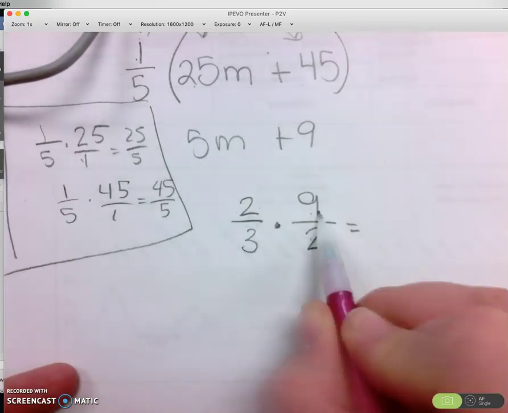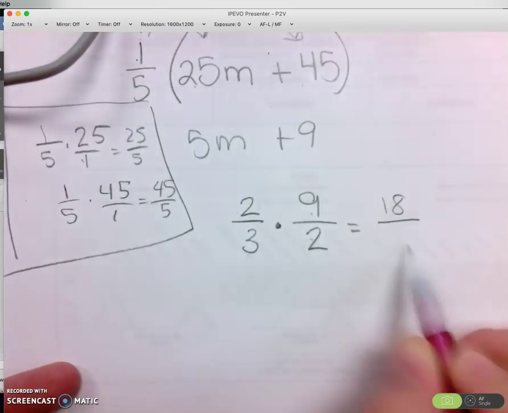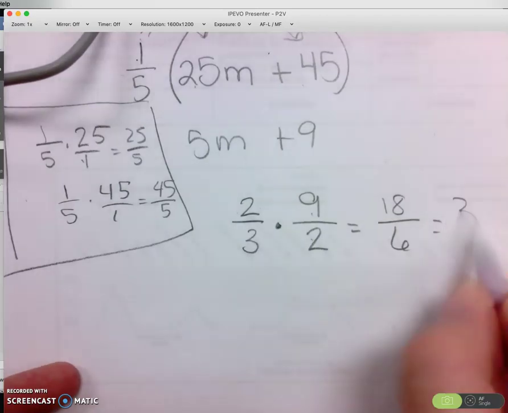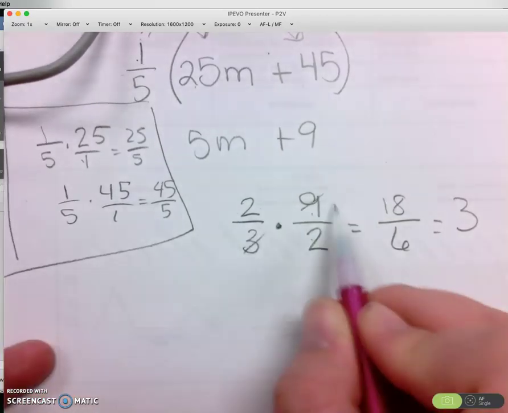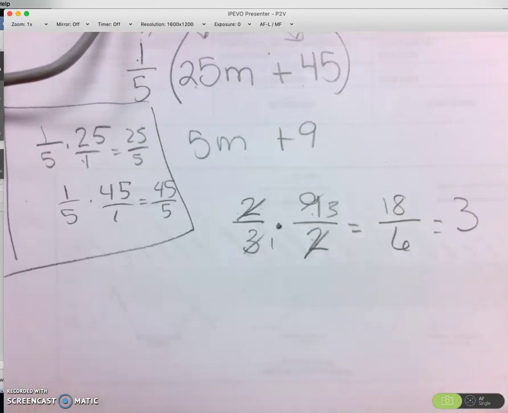So 2 times 9, which is 18, over 6, which simplifies down to 3. You can also do 3 and 9, both can be divided by 3. These both can be divided by 1. There's only a 3 left, that would equal 3, right?